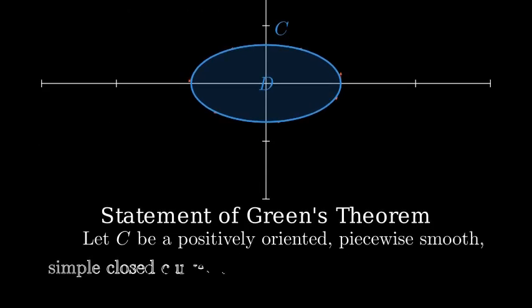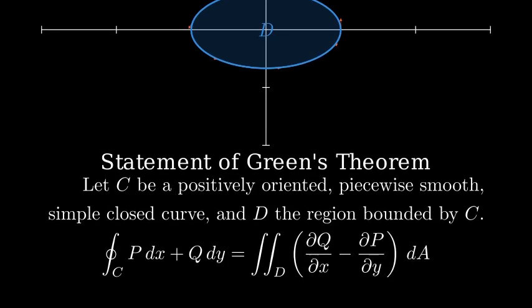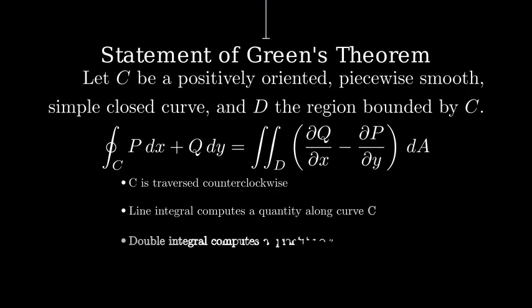Let C be a positively oriented, piecewise smooth, simple closed curve in the plane, and let D be the region bounded by C. If P(x, y) and Q(x, y) have continuous partial derivatives on an open region containing D, then the line integral around C of P dx plus Q dy equals the double integral over D of the partial derivative of Q with respect to x minus the partial derivative of P with respect to y, dA. Let's break down what this means.